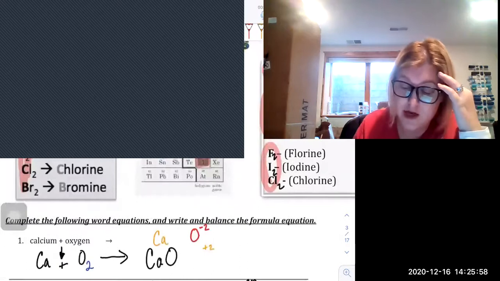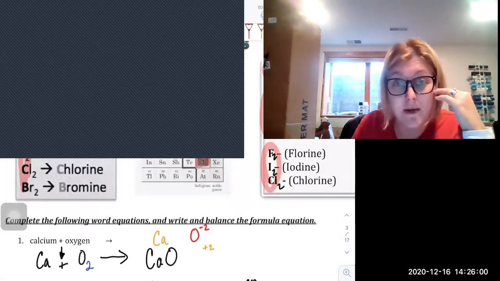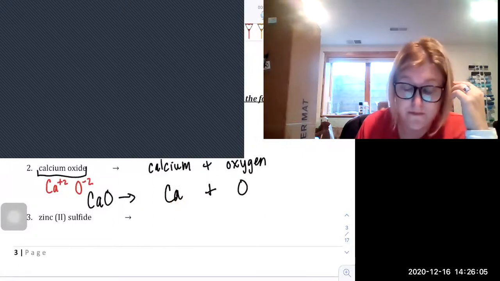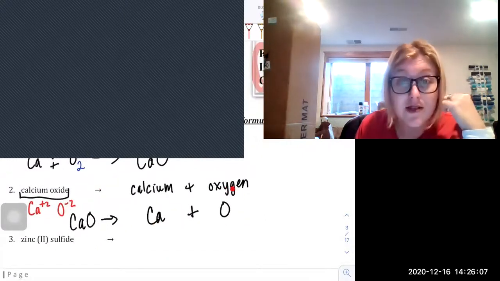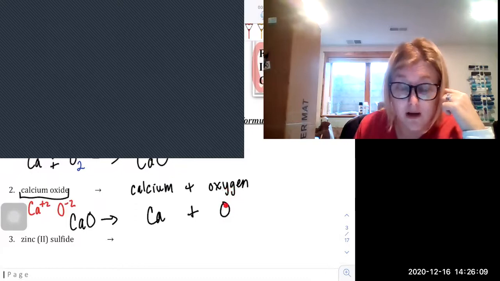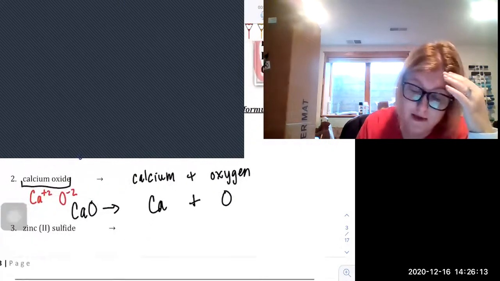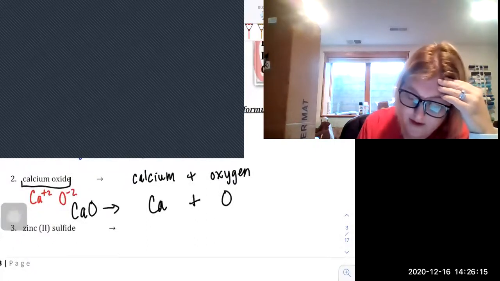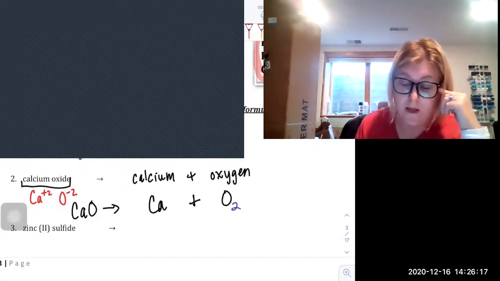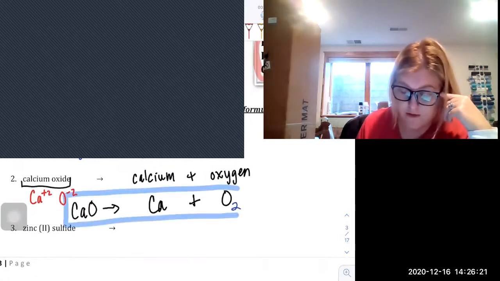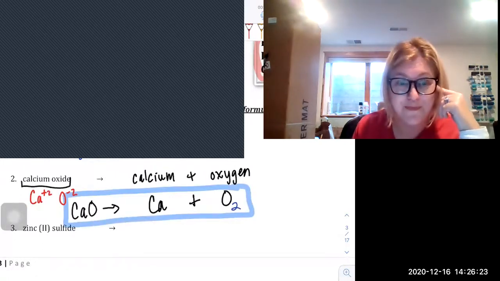I want to go up here and check and see if calcium is one of my diatomics. And calcium's not, so I can just leave it Ca. Now I want to check, is oxygen one of my diatomics? Go up here, oxygen is. And so when that happens, you have to have that 2 there, okay? So what is my final answer? This is what I'm looking for, okay?